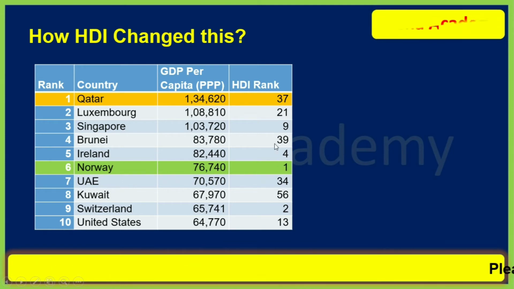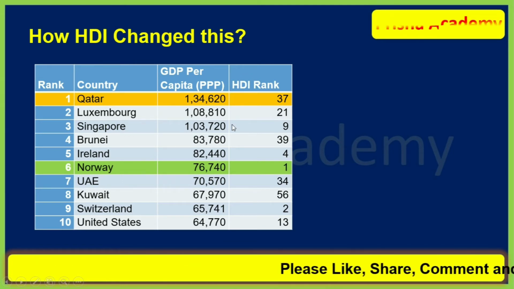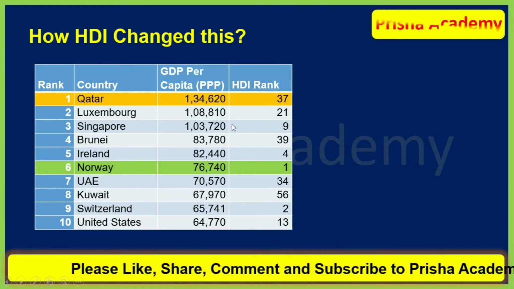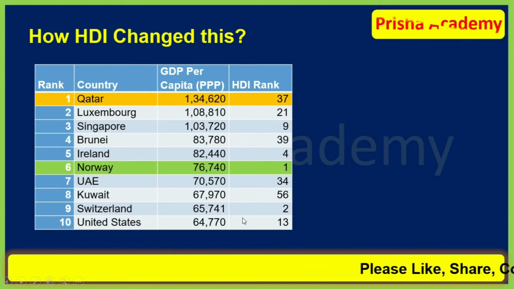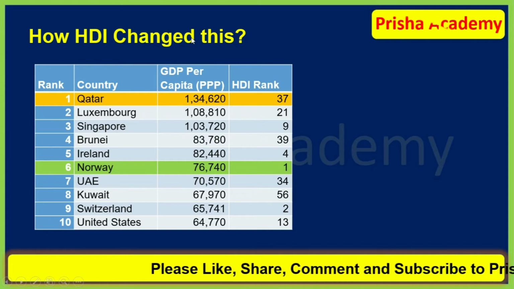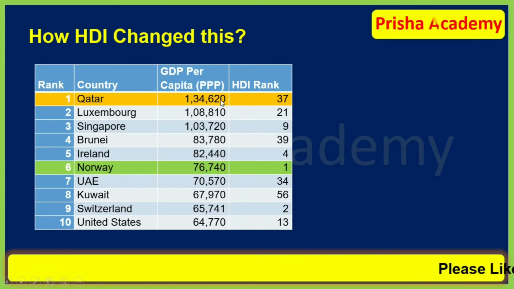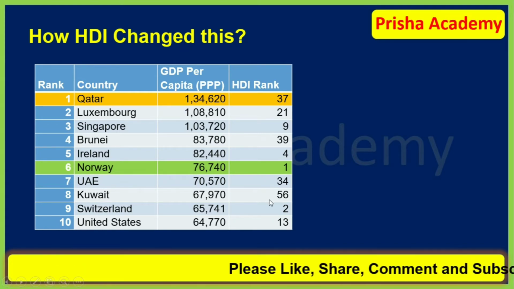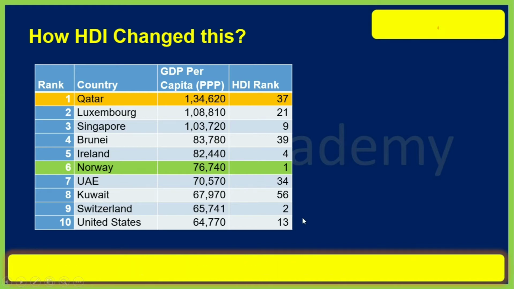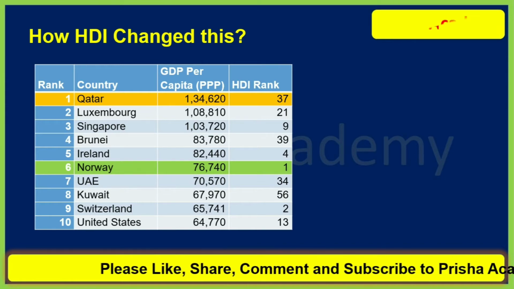So the HDI, or Human Development Index, completely changed the concept of development, which was earlier focused on GDP, and now is focused on HDI. How it is calculated and why it matters, we will discuss subsequently.